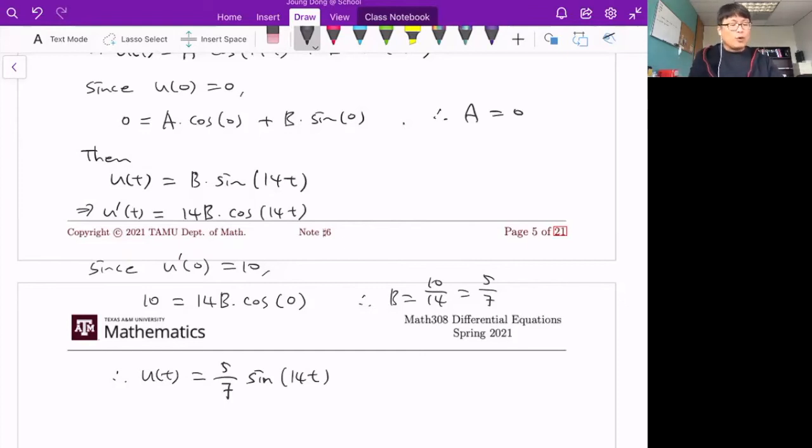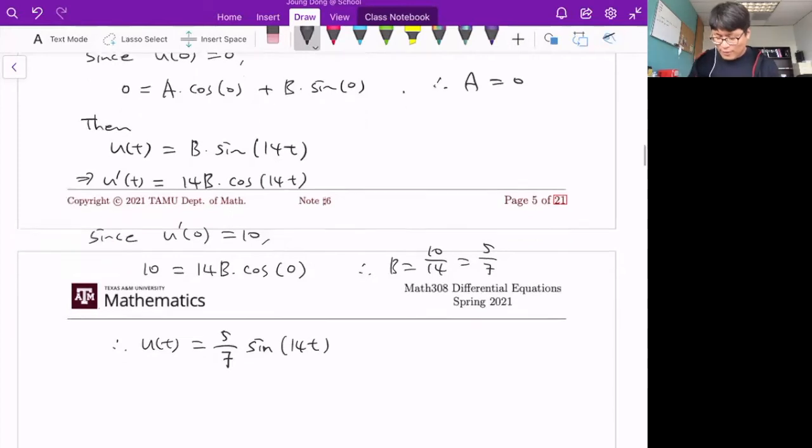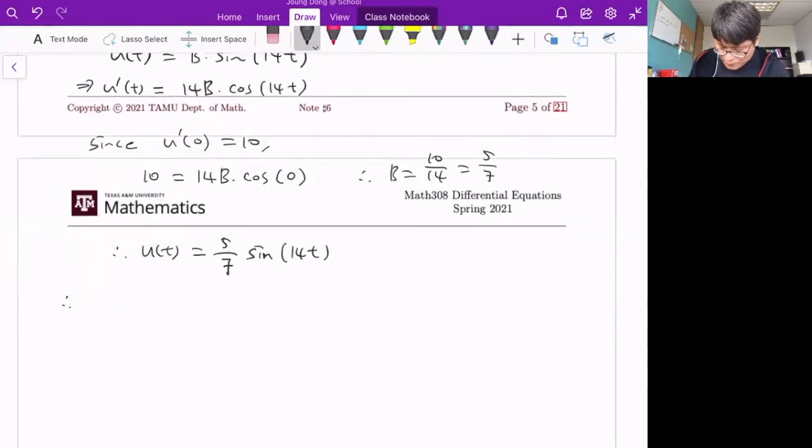First of all, let's start from the amplitude, right? Amplitude is the coefficient of your sine function. Amplitude is 5 over 7, right? Definitely your solution curve has the minimum negative 5 over 7 and maximum 5 over 7, okay? That's it. Then what is frequency?